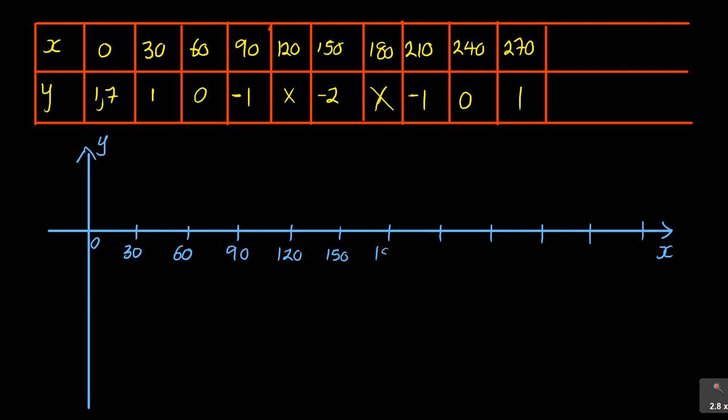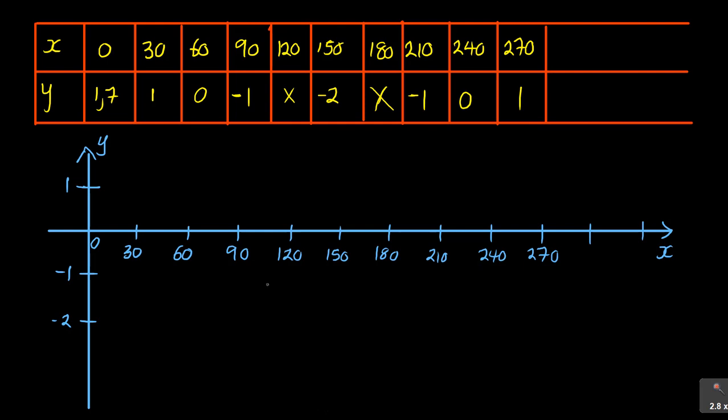150, 180, 210, 240, we end here at 270. So that's the end. And again, the y, you divide it equally, so you will have that as positive 1. You also divide it equally as 1 and 2, but the only difference is that these are negative.